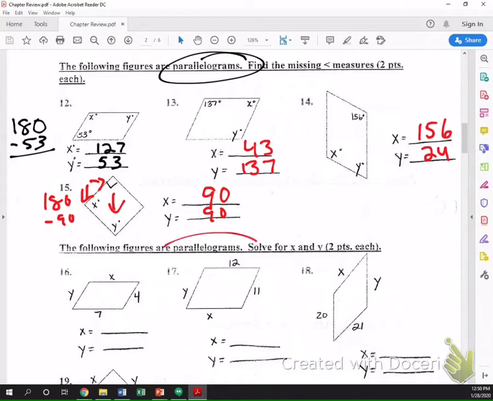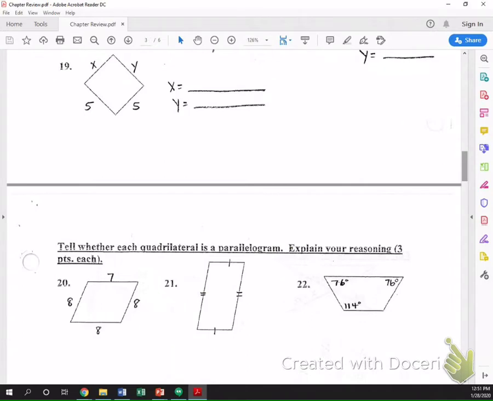All right, in parallelograms, we also know that opposite sides are congruent. So in number 16, what is X? What is Y? Number 17, what is X? What is Y? All right, number 18, what is X? 21. What is Y? Good. All right, number 19. 5 and 5. Yes, they're both opposite of 5. Great.